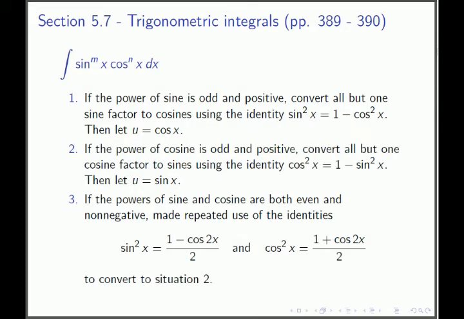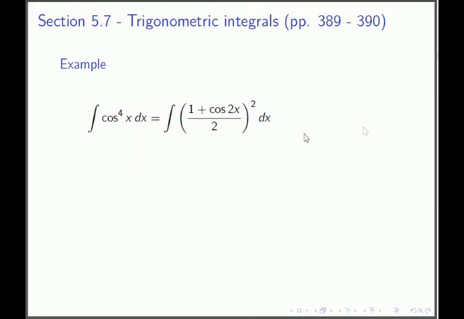Okay, if the powers of sine and cosine are both even and non-negative, then what we're going to do is make repeated use of these trigonometric identities to convert to this second situation. Let's see how this goes. Suppose we want to compute the antiderivative of cosine to the fourth dx. Well, that's cosine squared squared, and cosine squared is 1 plus cosine 2x all over 2. That's just a trigonometric identity that was on the previous slide.